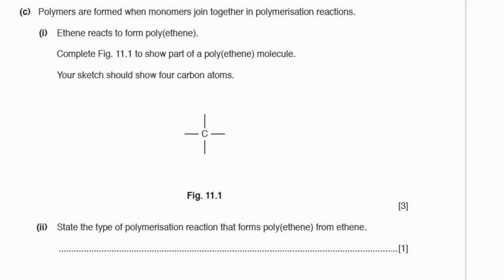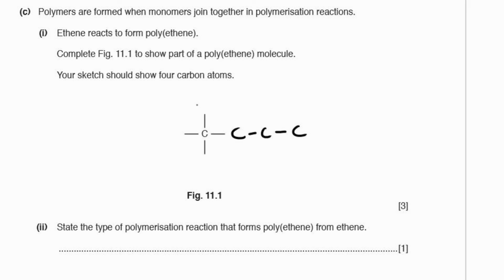Good. C, polymers are formed when monomers join together in polymerization reactions. Ethene reacts to form polyethene. Complete figure 11.1 to show part of a polyethene molecule. Your sketch should show 4 carbon atoms. Okay, so we have 4 carbon atoms in a row. Polyethene. Okay, we start off with this.